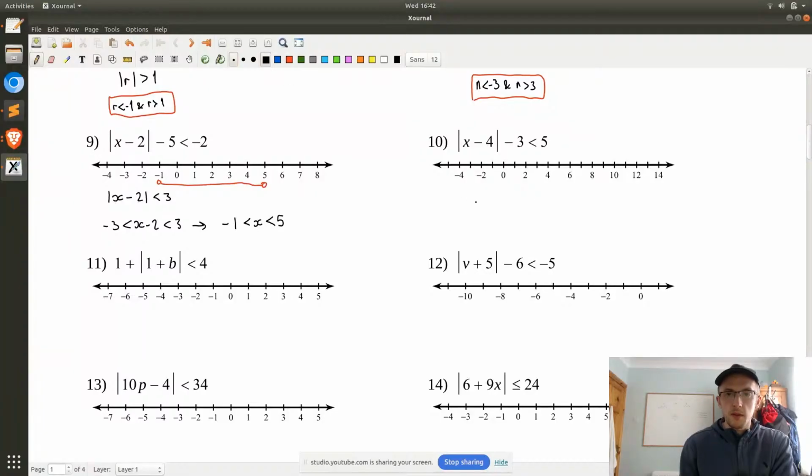Add 5 to both sides. Absolute of x take 4 is less than 8. So it must be trapped between minus 8 and 8. What's going to be trapped between minus 8 and 8? X take 4, so add 4 to both sides. Do it in your mind. Negative 4 is less than x, which is less than 12. Like that.